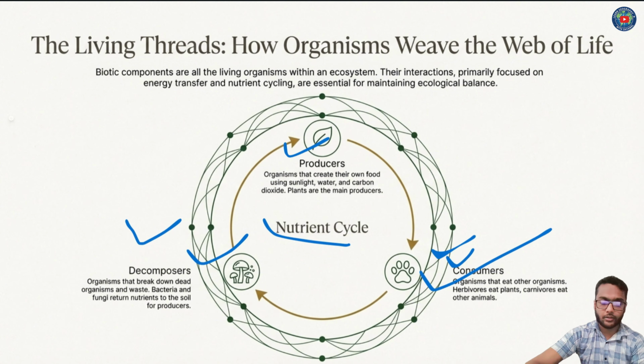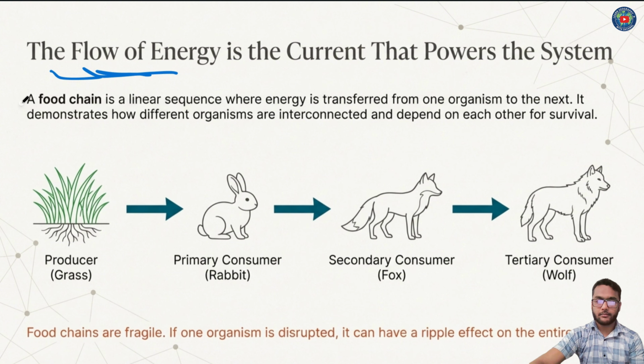Now, the concept of the food chain, the flow of energy. The food chain is a linear sequence where energy is transferred from one organism to the next. It demonstrates how different organisms are interconnected and depend on each other for their survival.